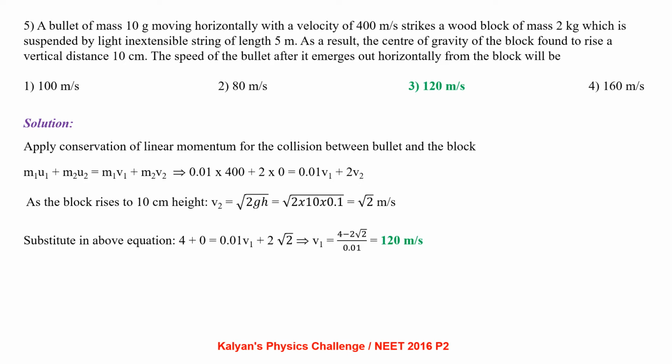As it is given that the block rises to a height of 10 centimeters after collision, we can find v2 from there as v2 equal to root 2gh. That comes out to be 2 meter per second. Putting this value in the conservation of momentum equation, we get v1, that is speed of the bullet after the collision, to be 120 meter per second.